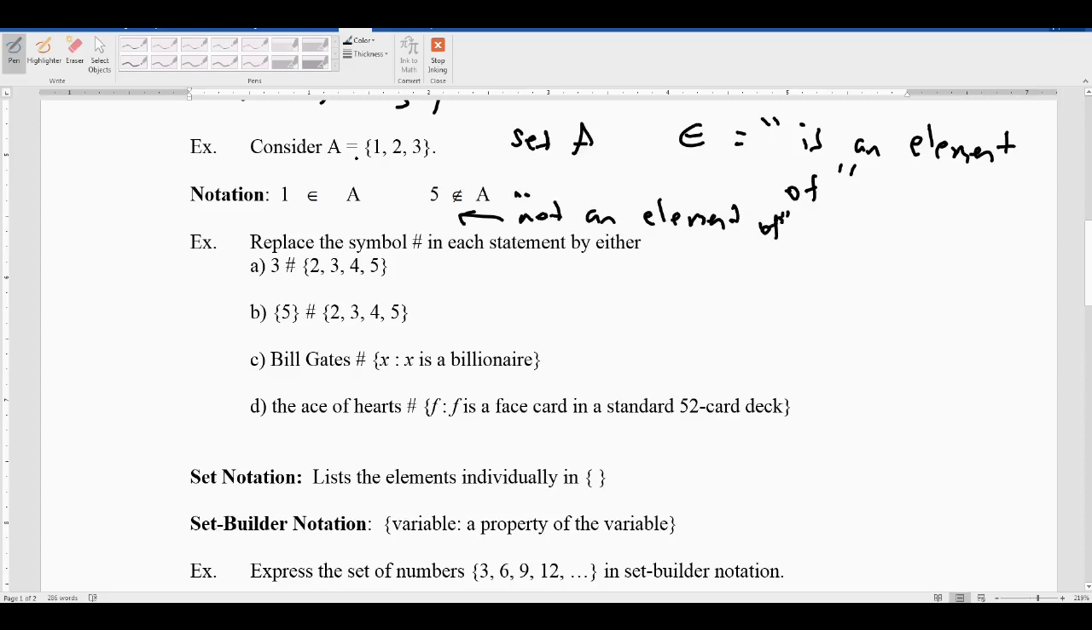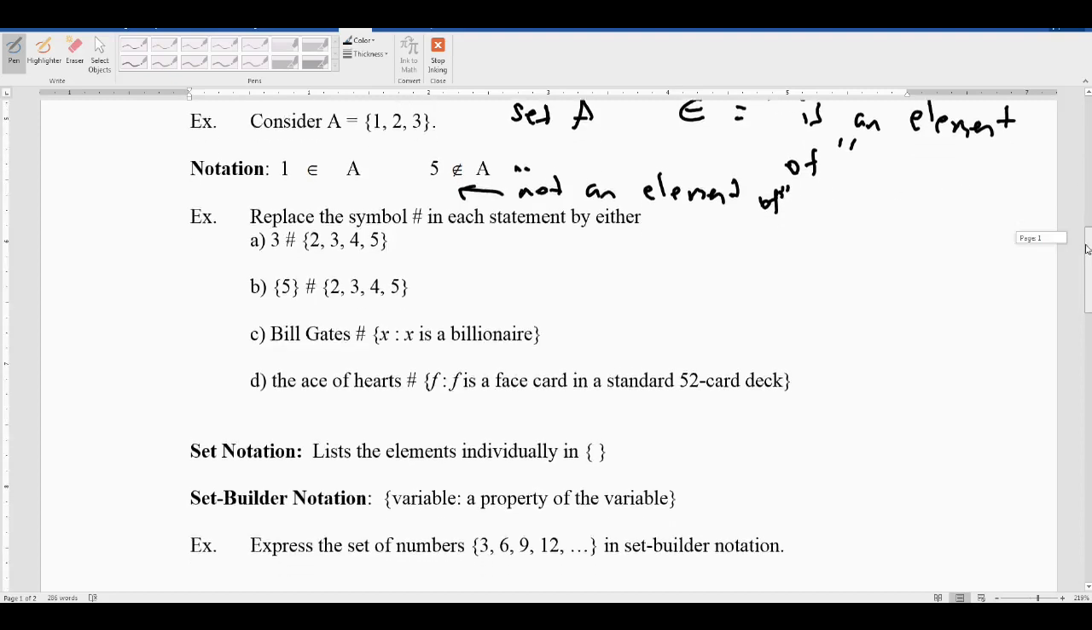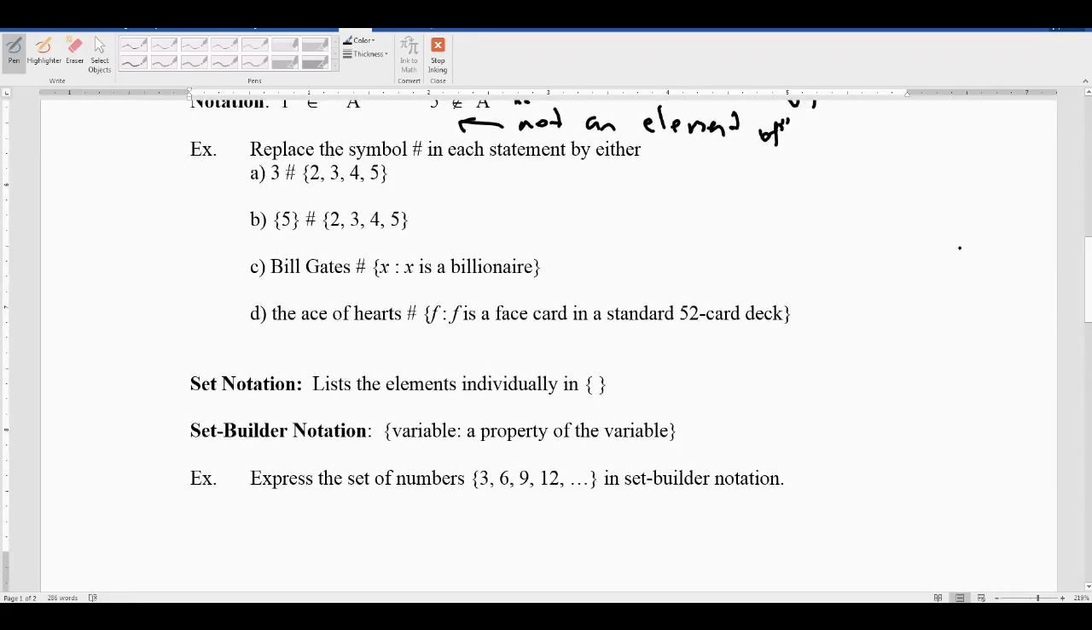Because it's 5. Do you see 5 in that set? No, you do not. So since it's not, you just make that funny looking E with a line through it. Now the next example is kind of like what you might see in your actual homework assignments in the MyLab Plus system. So we're going to replace this symbol with either this or with this. That's what we're going to use.